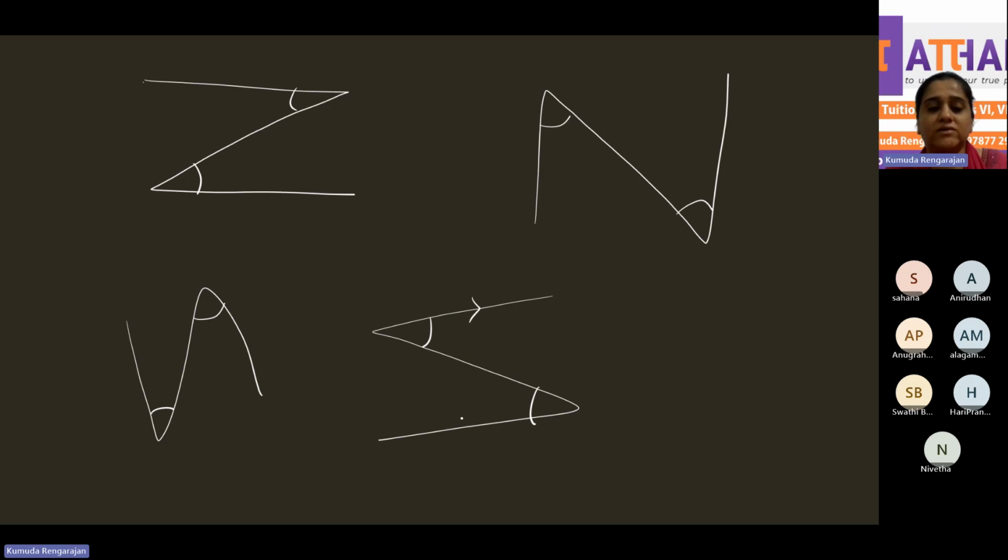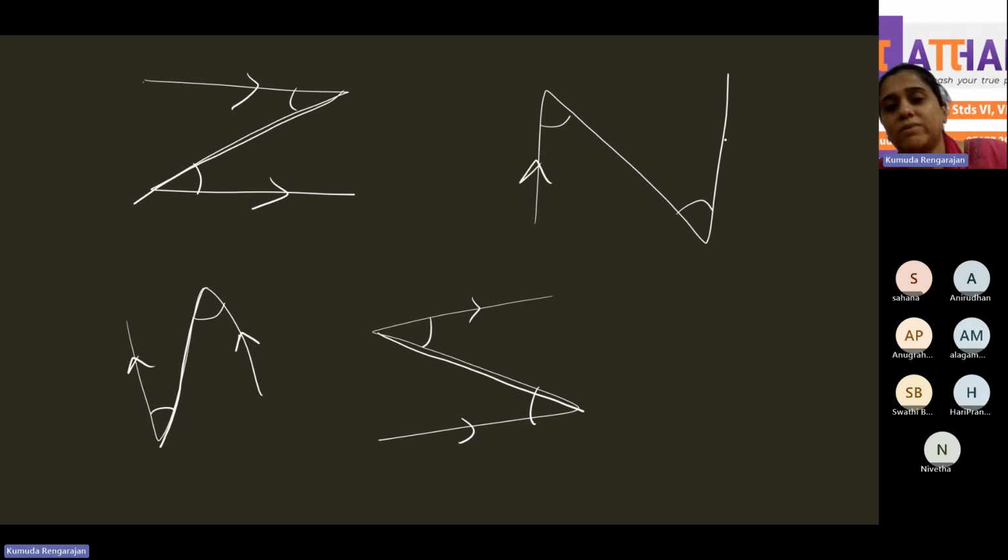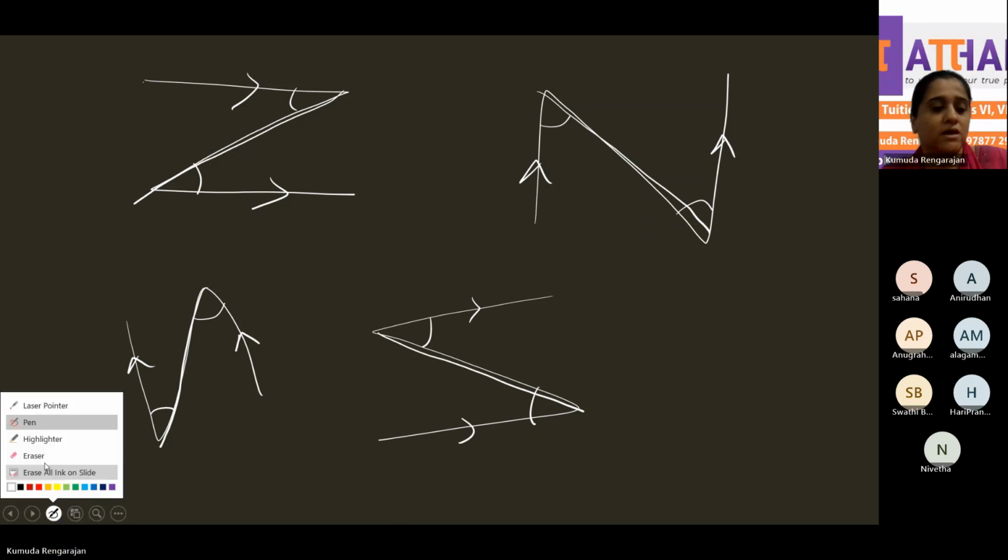These are the two parallel lines, and this is the transversal. These are the two parallel lines. This is the transversal. Alternate angles are found in these two places, alternate interior angles.